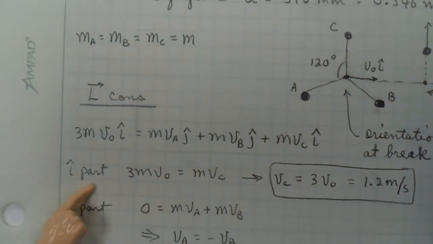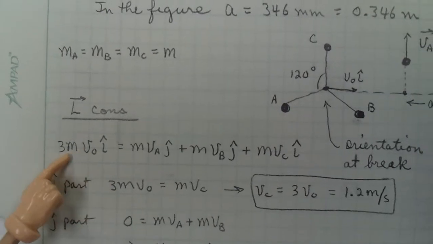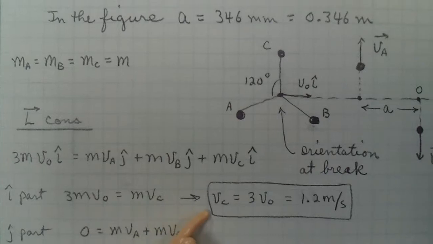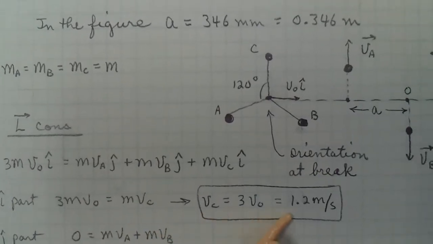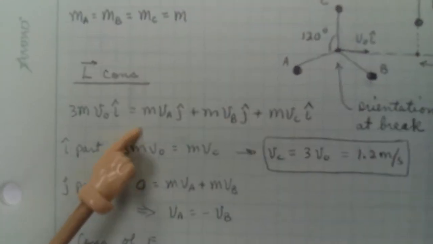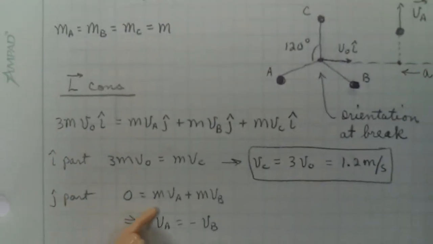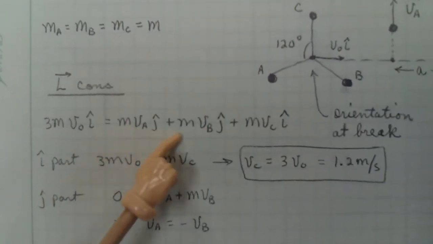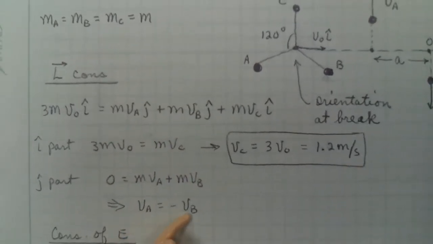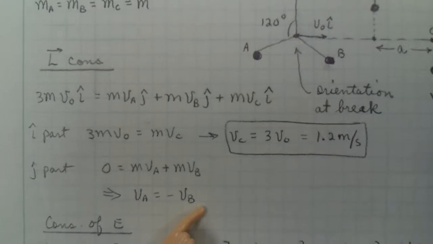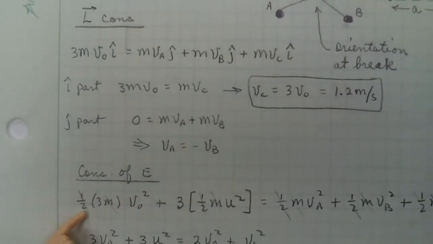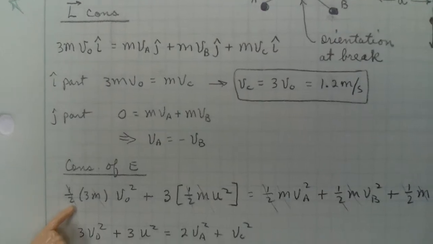All right. If we look at the i part of this motion, we got 3m v naught right there equal to m vc, and so you solve for vc and find that it's 3 v naught, which is 1.2 meters per second. If you look at the j part of the motion, then you got 0 on the left, and that's equal to m va plus m vb right there, and that gives you the relationship that va and vb are negatively related. Still unknown though.